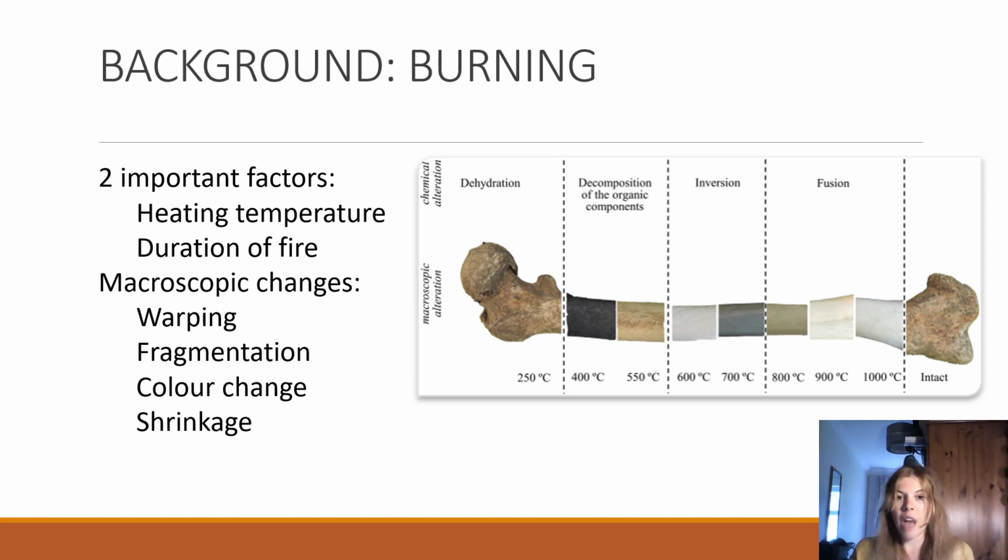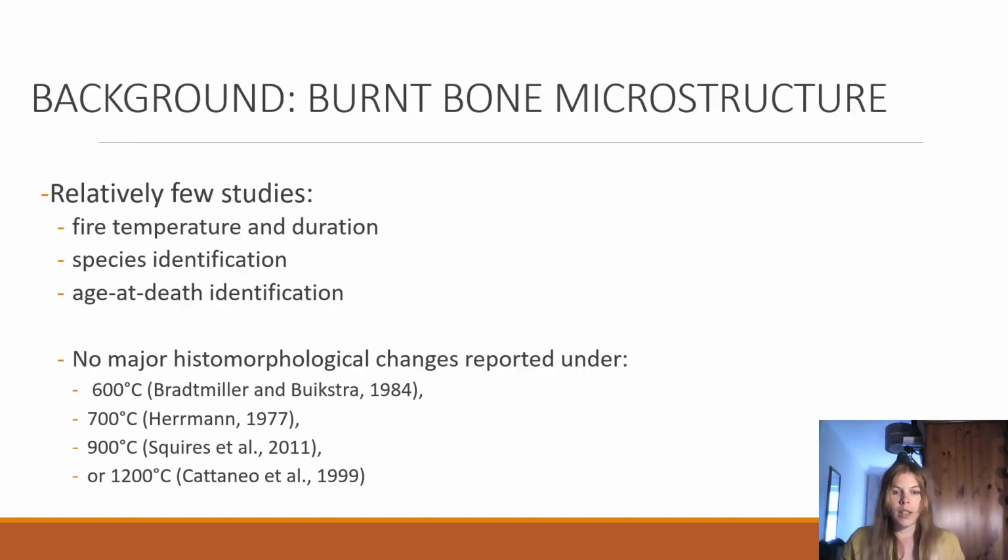Early studies mainly focused on establishing whether the bones were at either of the two extremes of the spectrum when burned, so whether they were fresh or dry. These were primarily macroscopic techniques based on the presence of thumbnail fractures and warping, but these were shown to be unreliable. There are only relatively few studies about burnt bone histology, which mostly focus on what the fire temperature and duration was, what the species of the burnt tissue was, and establishing age at death from burnt bones.